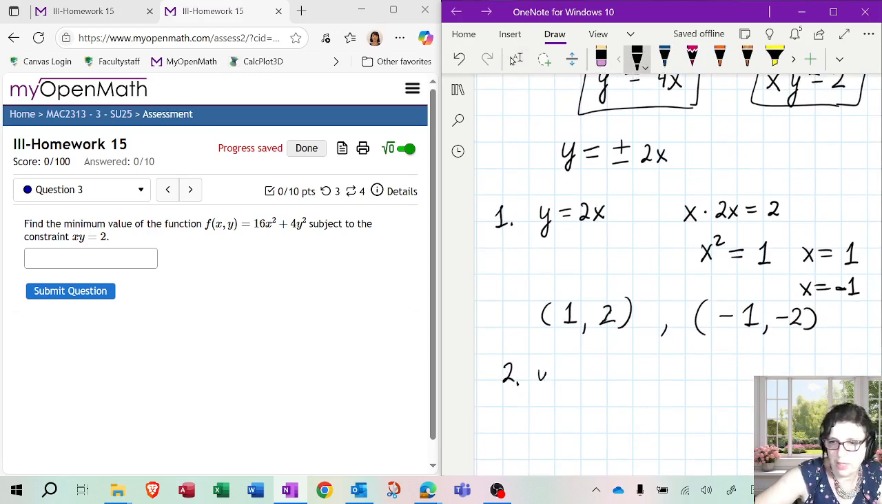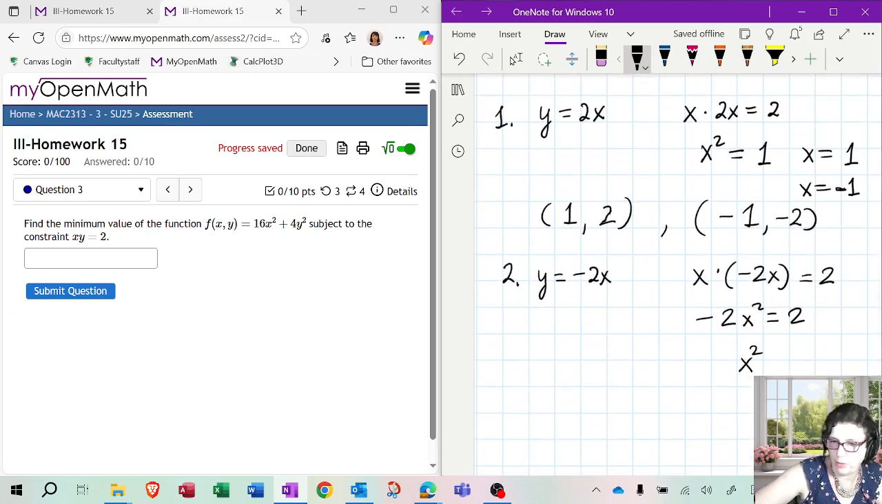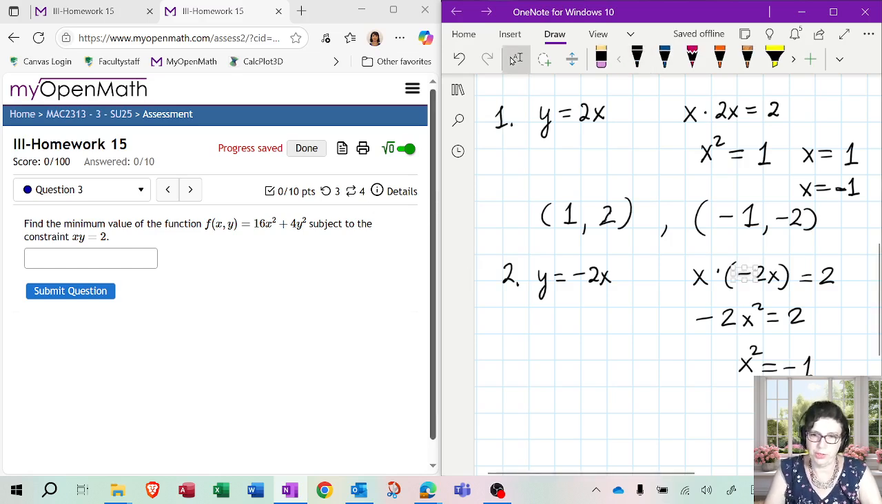Now the second case: what if y equals negative 2x? If we substitute that into the constraint, we get x times negative 2x equals 2. So that's negative 2x squared equals 2, and that means x squared equals negative 1. But there is no real solution there. So I don't think I have any other points. I just got (1, 2) and (negative 1, negative 2).